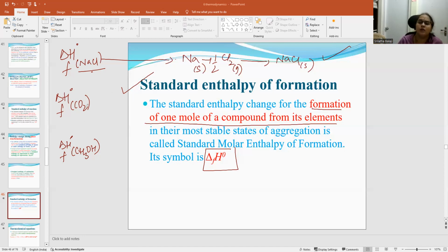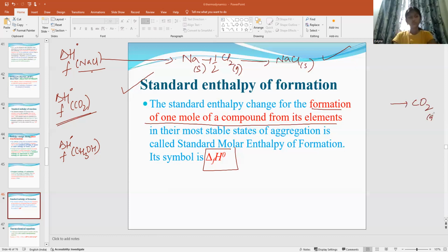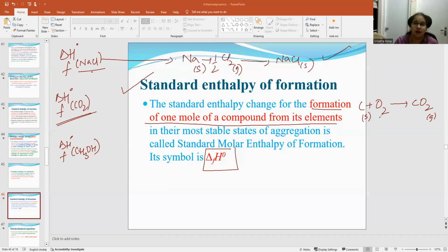Now, let's go with CO2. Just give me an equation for CO2. What shall be the equation? Because this is a very, very important exercise, students, without which you will not be in a position to answer any question. So, what does CO2 contain? What are the elements in CO2? Let me work backward. Carbon plus O2. Carbon is in which state? Solid. Oxygen? Gas.